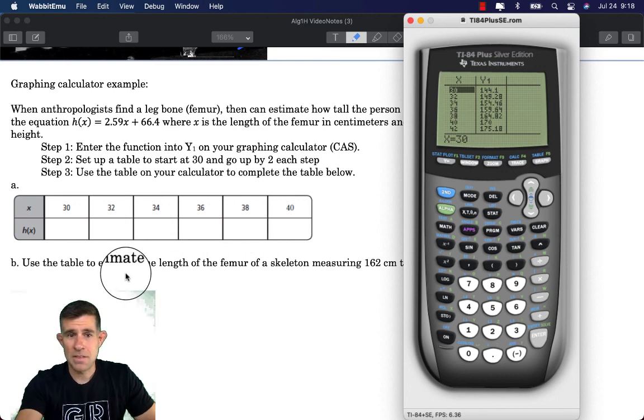All right, part B says estimate the length of the femur when the skeleton found measures 162 centimeters tall.